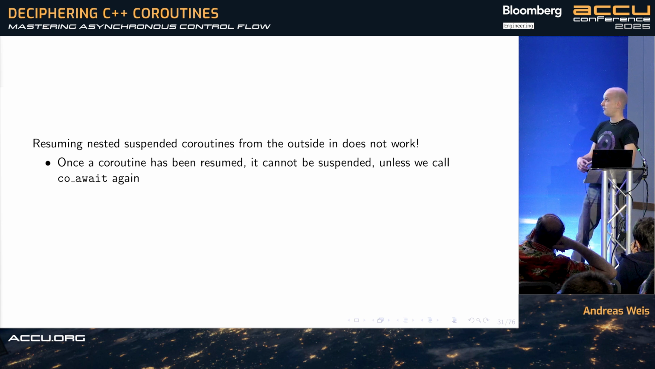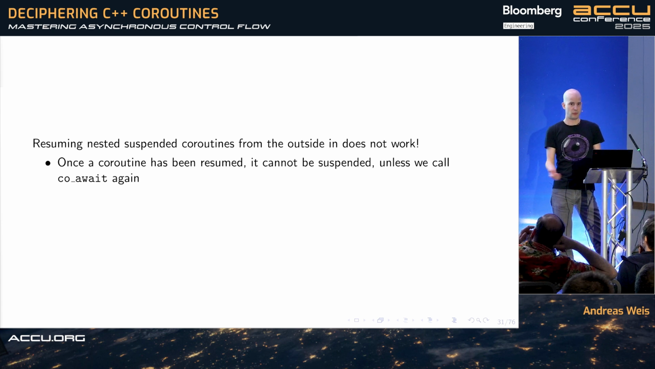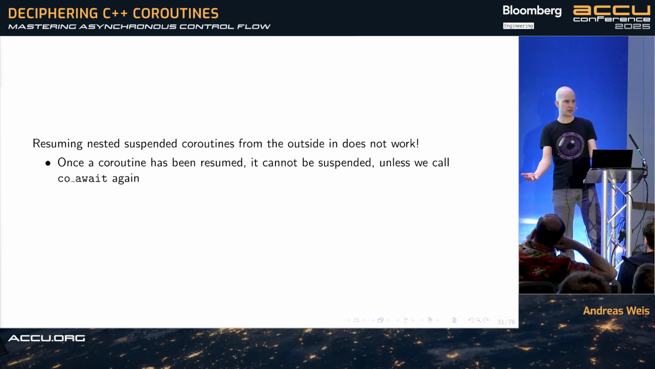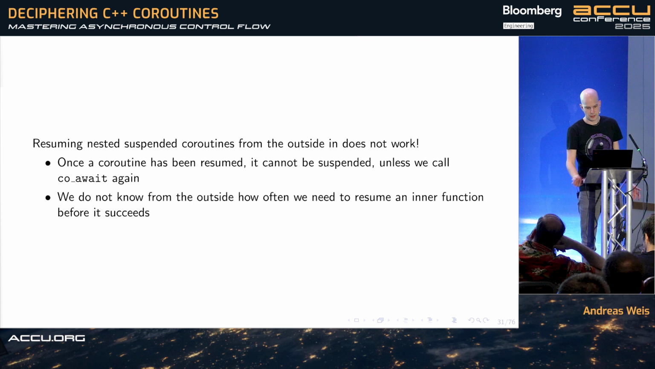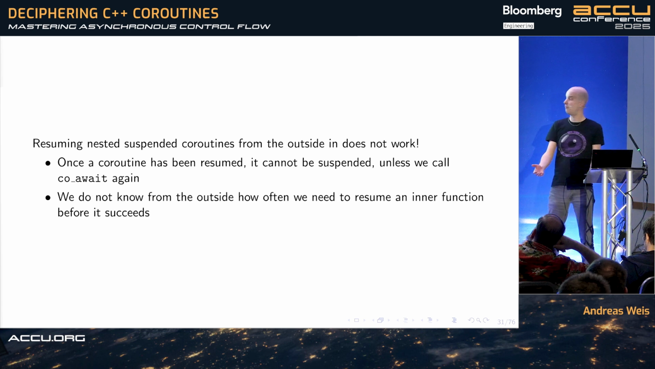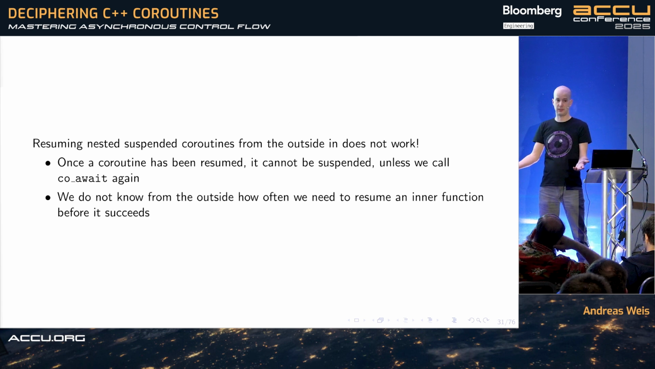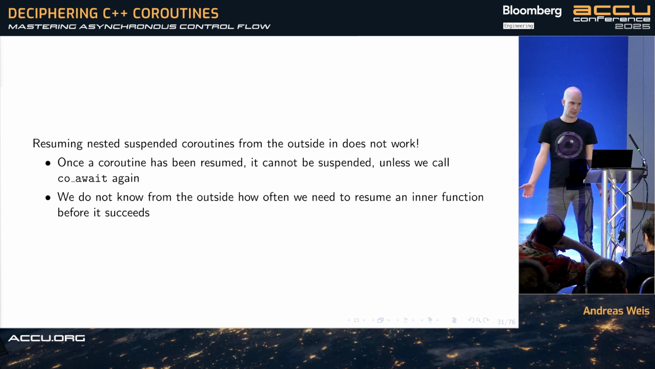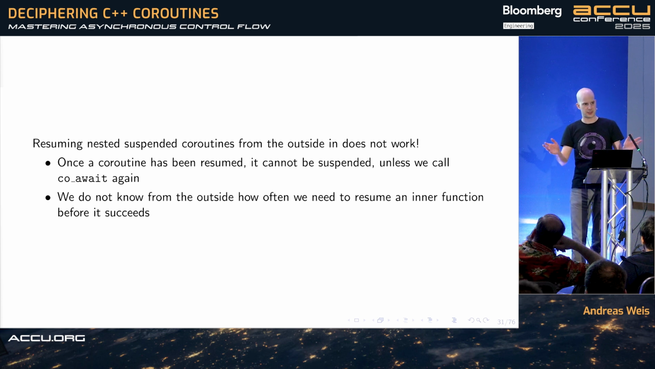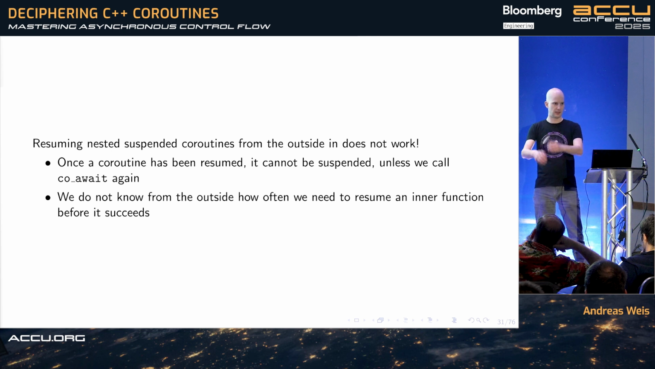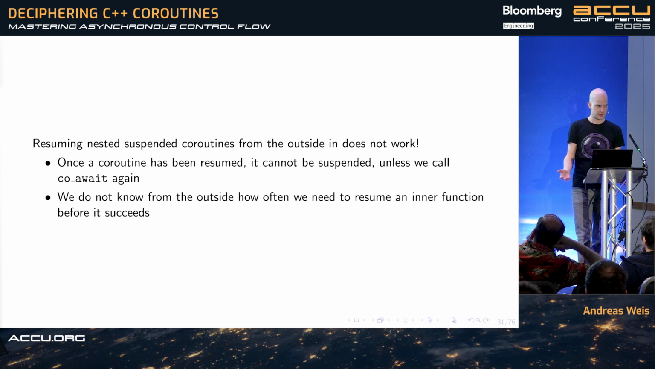But what would we call co_await on, right? We would have to co_await again on the middle function, because that's what we're waiting for. We're waiting for these inner functions to complete their work. But we don't know how many more times they need to suspend and resume before they have their result available. In our simple example, there was only a single asynchronous operation, but there could be 5 or 10 or 100 asynchronous operations. So those inner functions need to suspend many, many times before their result is available.